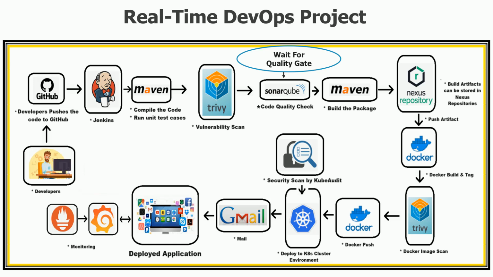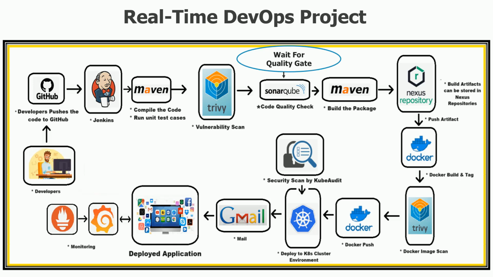Next, we need an environment where we can deploy our application. For that we will set up a Kubernetes cluster in the AWS environment. Once we have the setup, we are going to deploy our application into the Kubernetes cluster, and then we will be using mail notification as well. And finally, once we have deployed our application, we want to monitor it as well. For that, we are going to use different tools like Prometheus, Grafana, Blackbox Exporter, Node Exporter, and other tools.